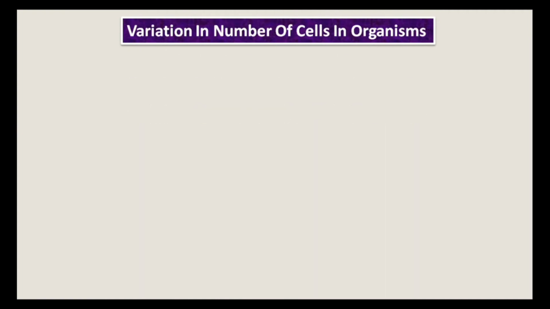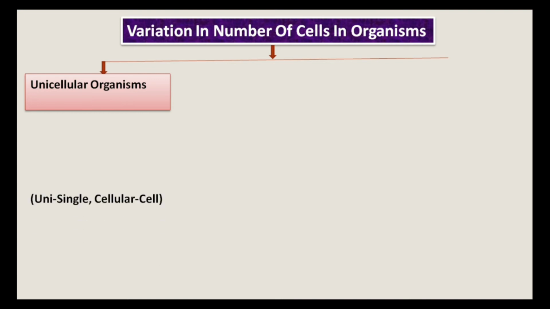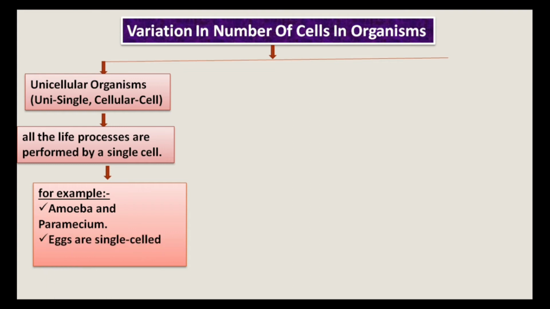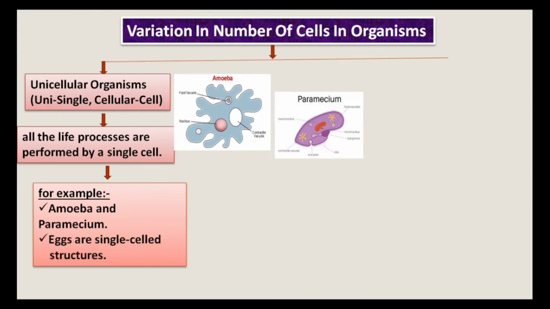Now there are two types of organisms based on the variation in number of cells. First are unicellular organisms. Uni means single and cellular means cell. Means the organisms are single cell. In unicellular organisms, all the life processes are performed by a single cell. For example, amoeba and paramecium. Eggs are single cell structures.